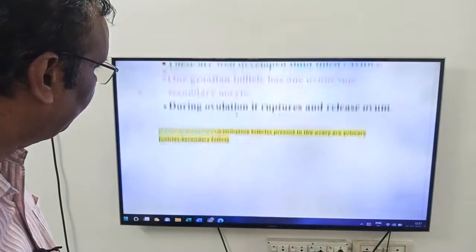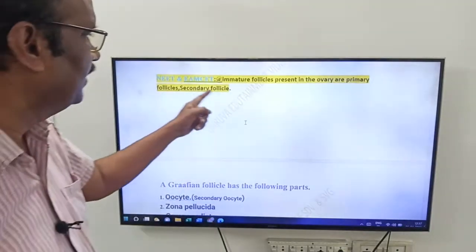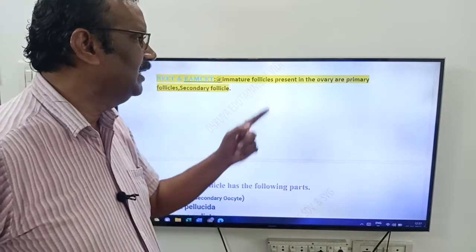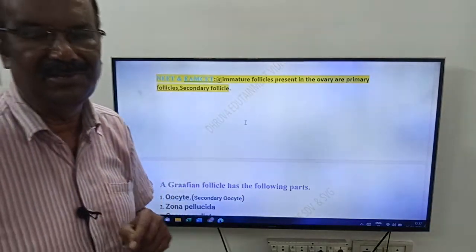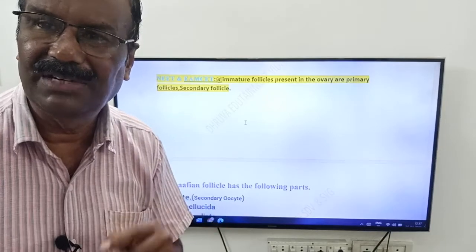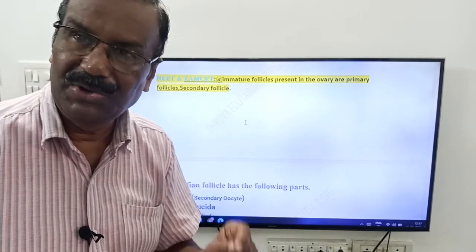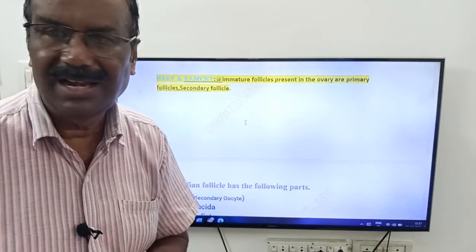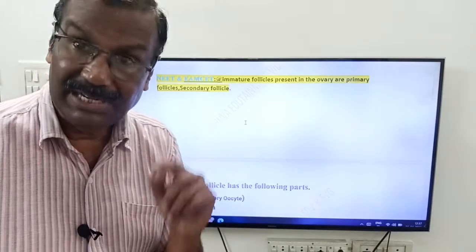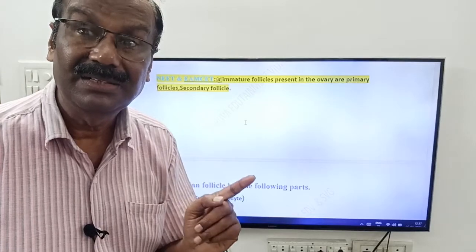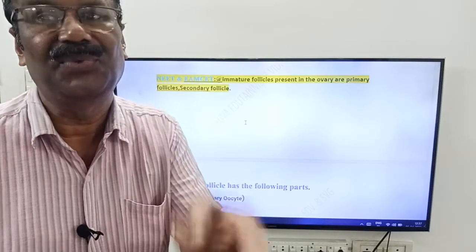See, friends, here is one MSET and NEET question. Immature follicles present in the ovary are primary follicles and secondary follicles. Friends, whenever you hear the word primary follicles or secondary follicles, they are not mature follicles. They are immature follicles. But tertiary follicles are the mature follicles. They are called Graafian follicles.